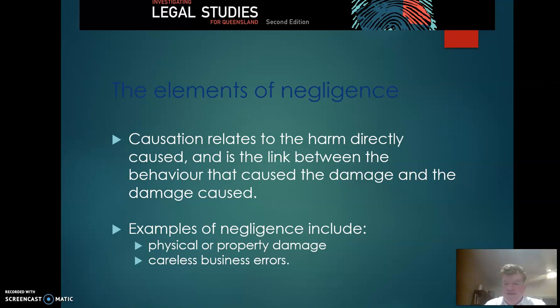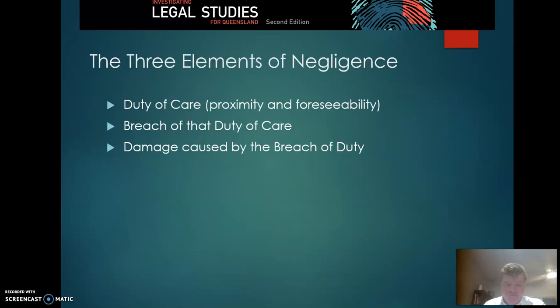And causation: is there a link between the damage and the behaviour? How close is that? Is there a significant closeness, or is there something that happens a couple of steps removed? I don't think causation is something you're going to have to deal with as much. So we've looked at this duty of care, and the two key elements are proximity and foreseeability.